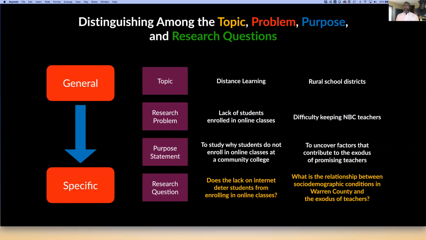So what's having an effect on what? The lack of internet is having an effect on the students, whether they enroll in online classes or not. So the doer, the thing that's doing the doing, is always the independent variable. And the thing that's being done to, or the thing that's changing because of the doer variable, is dependent. So enrollment is dependent. In this scenario, enrollment is dependent on the access to internet.